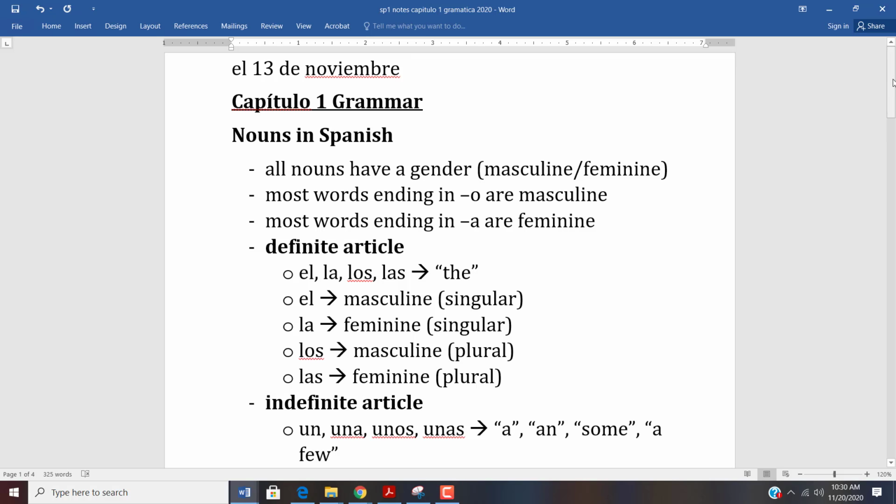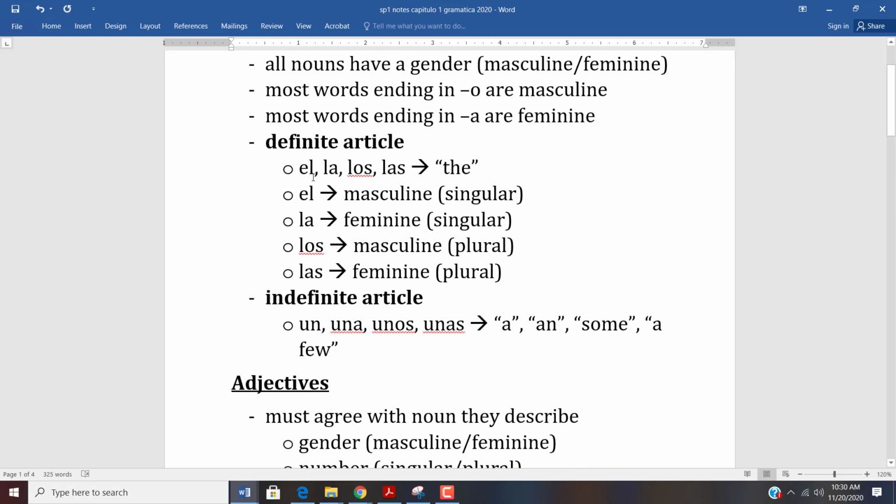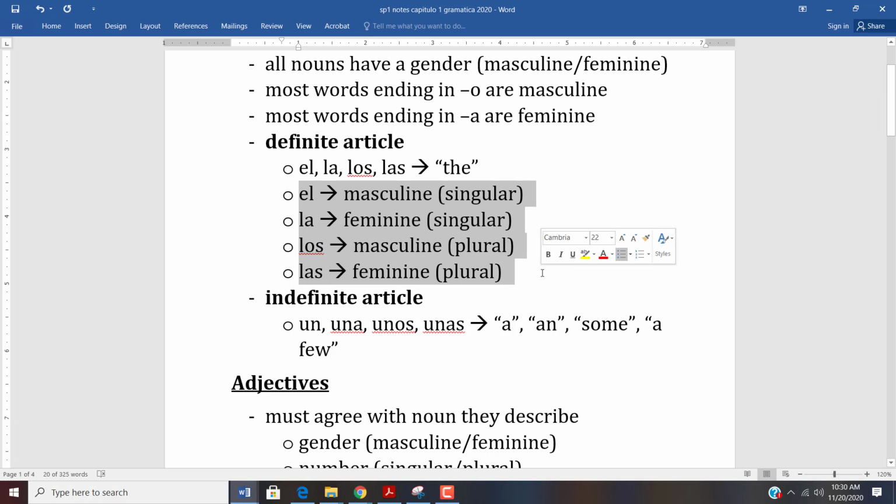Okay, so we talked about nouns last Friday. Nouns, knowing that in Spanish everything has a gender, masculine or feminine, and in front of a noun we have an article. So we usually deal with a definite article, el, la, los, and las. We use el when we're put in front of a masculine word, la in front of a feminine. We use los when it's plural and masculine, and we use las when it's feminine and plural.